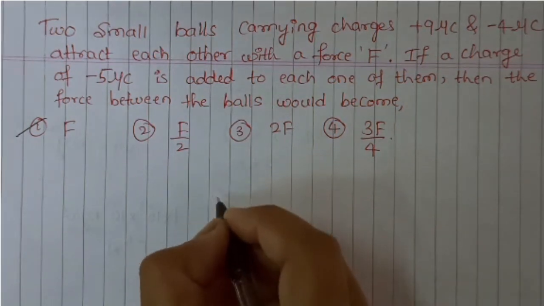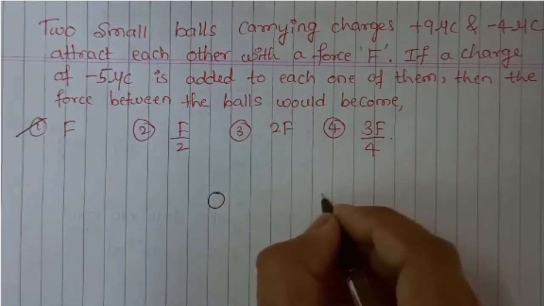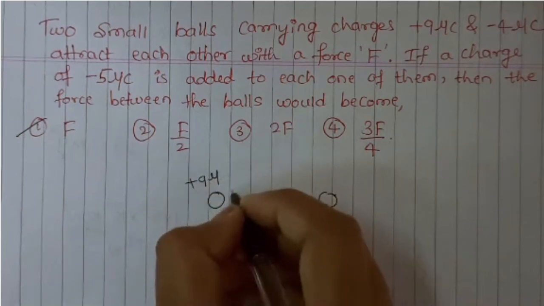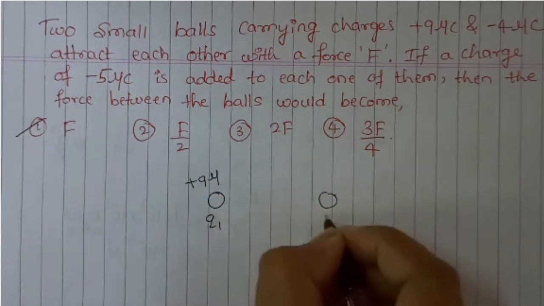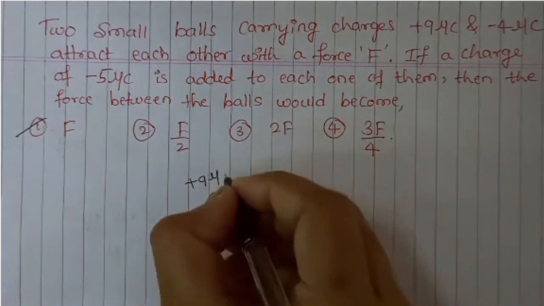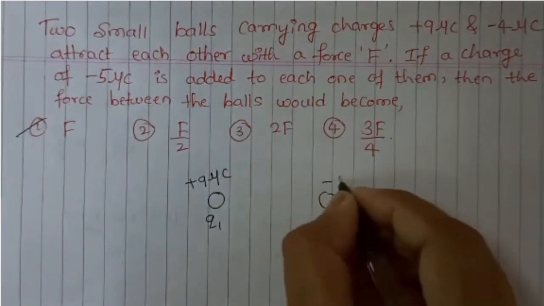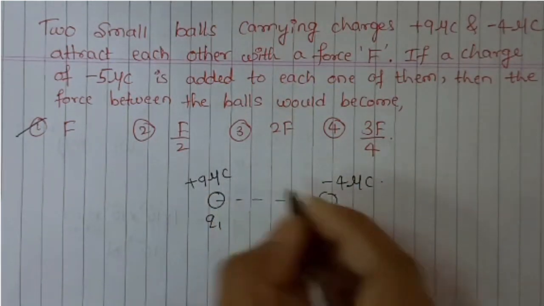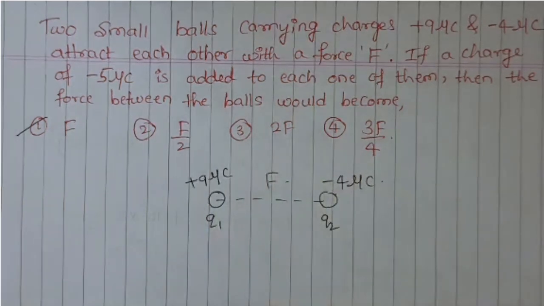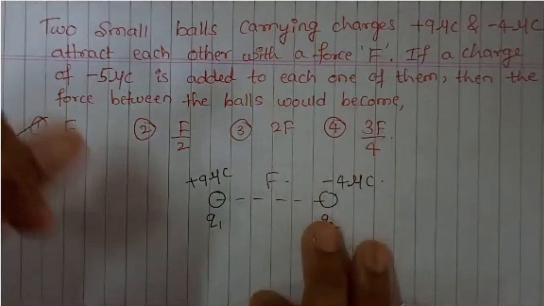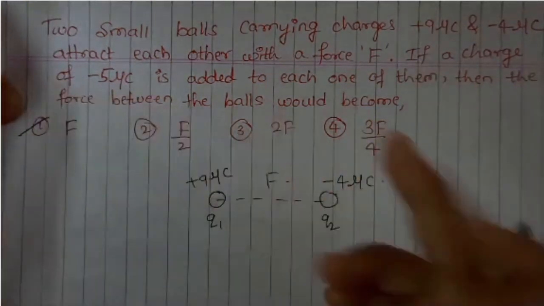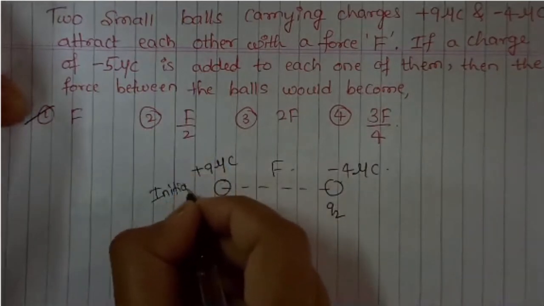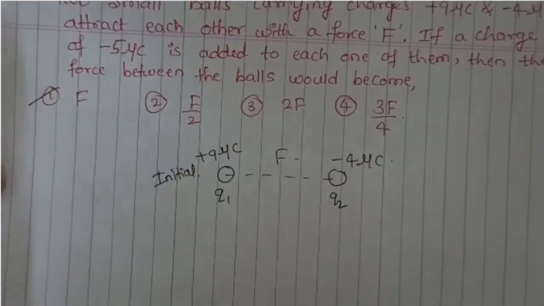How shall we solve it? So what they are saying, 2 charges are there, small balls carrying charges. Initially, the first one is carrying, name it as Q1, and this Q2. I am picturizing it, you should work all this out in your mind. This one is minus 4 microcoulomb, right? So initially this is the case, and initially this would be the force F. Okay, now what are they saying? If a charge of minus 5 microcoulomb, so this is your initial stage.